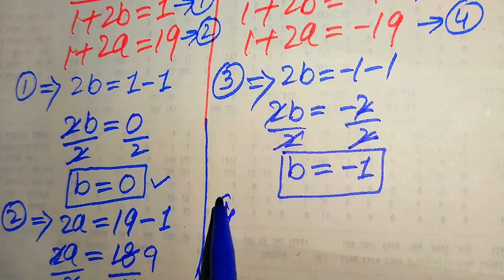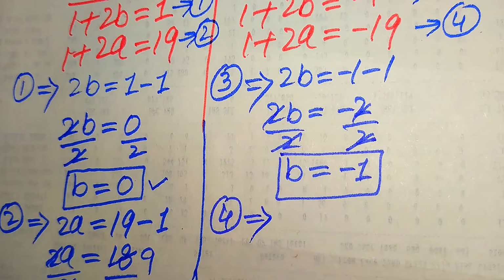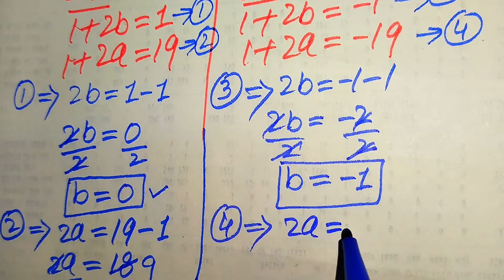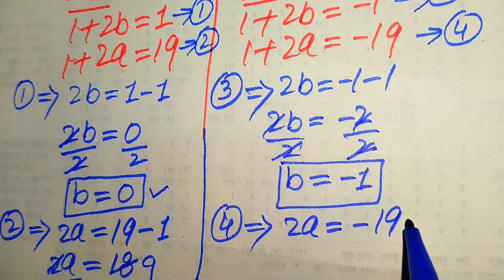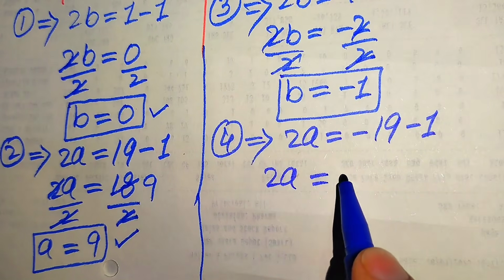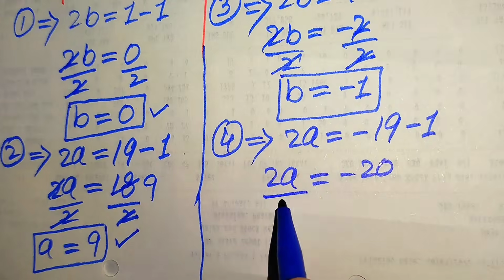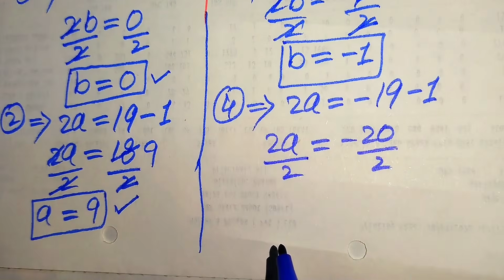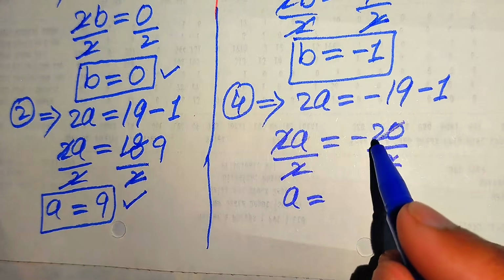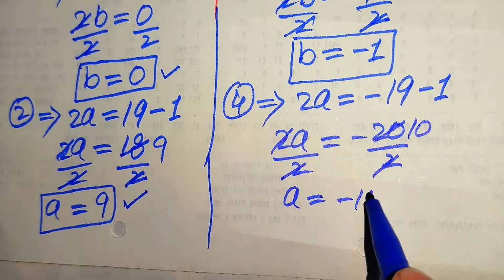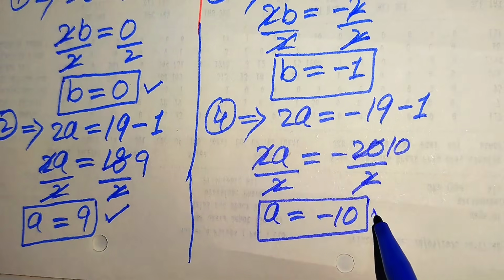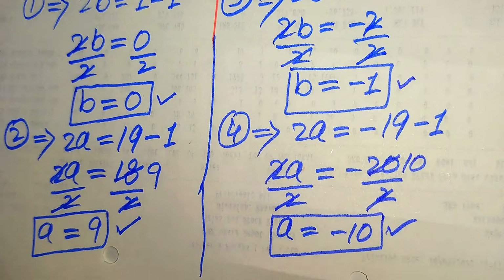And now in the next step we need to focus on equation number 4, and this implies that we move plus 1 to the right hand side and it becomes 2a is equals to minus 19 minus 1, and this becomes 2a equals to minus 20, and we again divide both of the sides by 2 and we get a is equals to minus 20 divided by 2 becomes minus 10. So this is the value of a and this is the value of b which we get here in the second case.